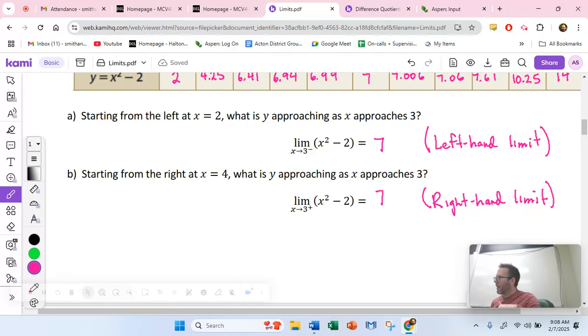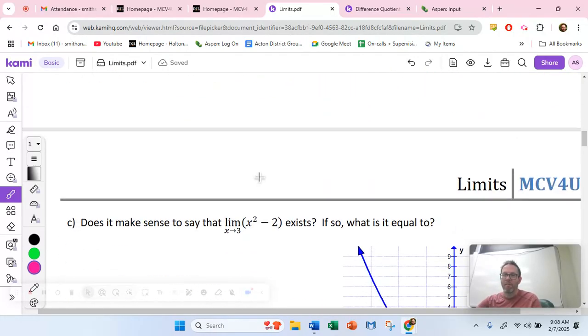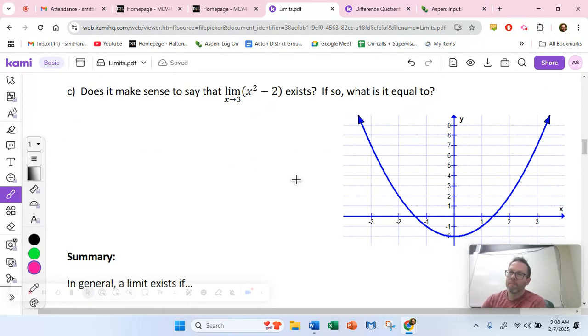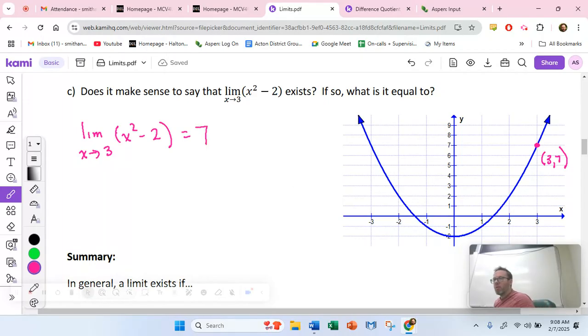And on the next page, I just have a graph of this function. And as I said, there's absolutely no surprises here. When x equals 3 on this graph, y is equal to 7. We can see the point (3, 7) right there. And I would say it does make sense to say the limit as x approaches 3 of x squared minus 2 exists. It looks like it's equal to 7. We confirmed it numerically, and you can see it on the graph.